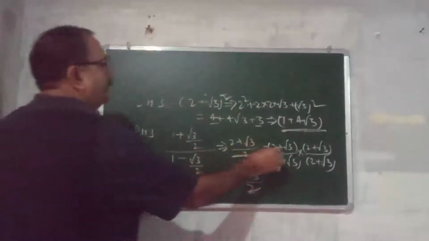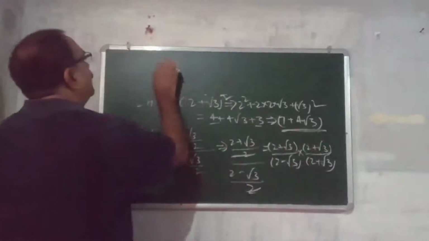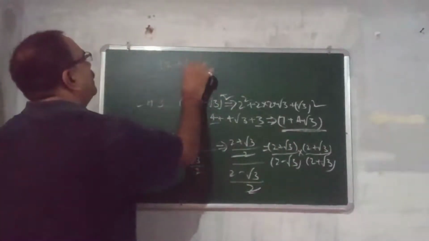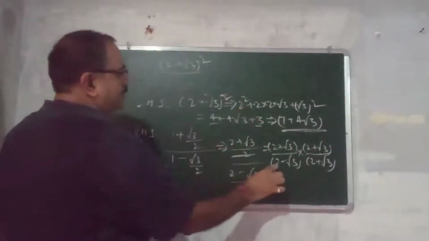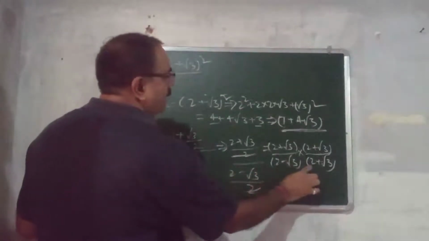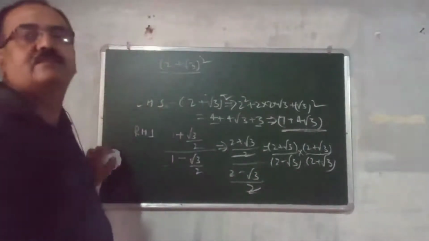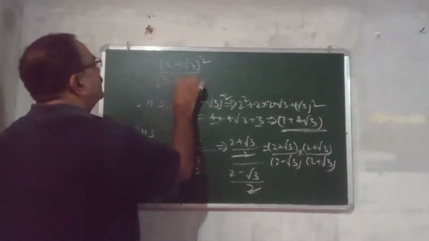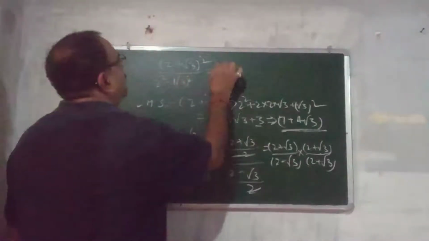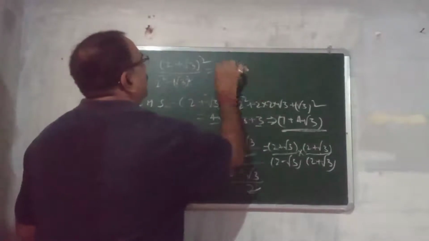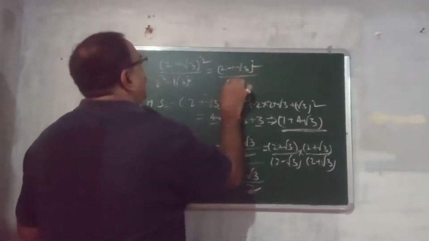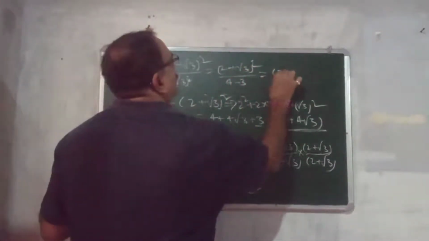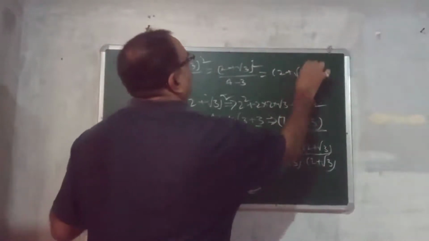See here, it becomes (a plus b) into (a plus b), meaning (2 plus root 3) square, and this is (a minus b) into (a plus b), meaning a square minus b square. So 2 square minus root 3 square. So this becomes (2 plus root 3) square. This is 4 minus 3, that is, (2 plus root 3) square is left.